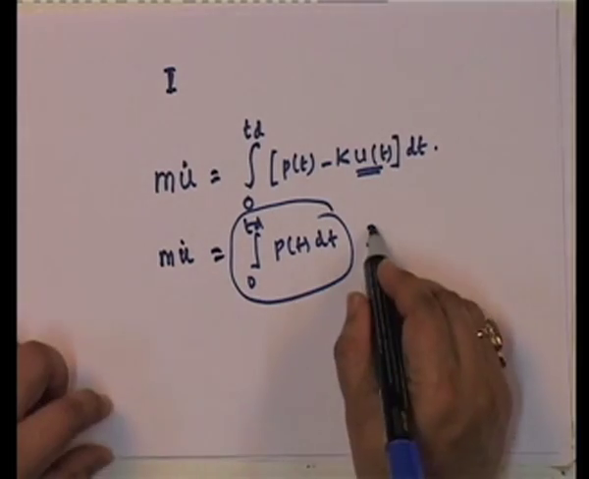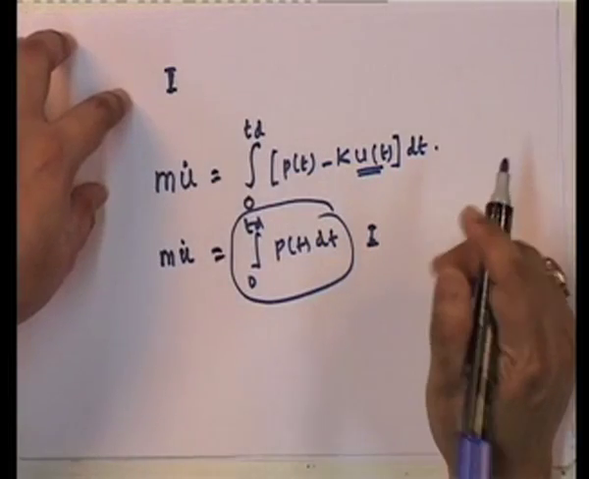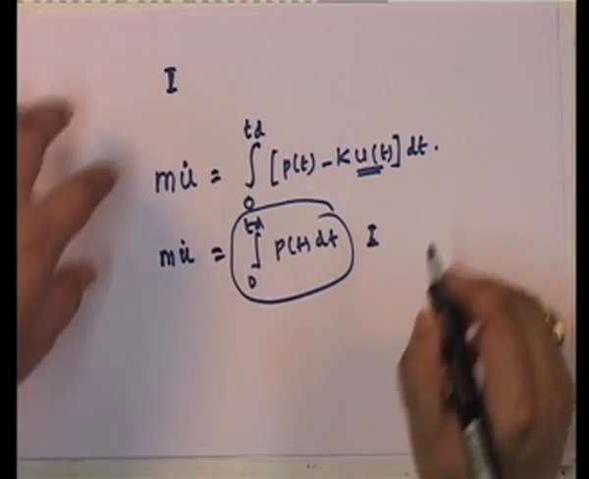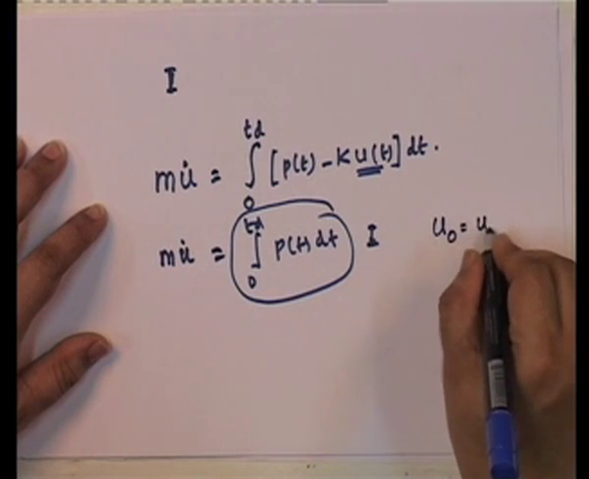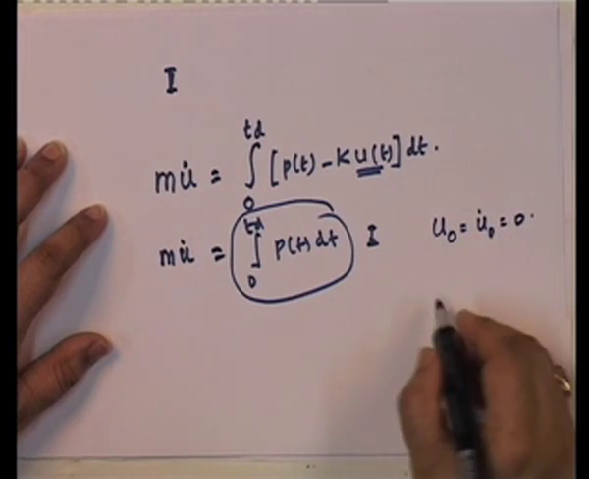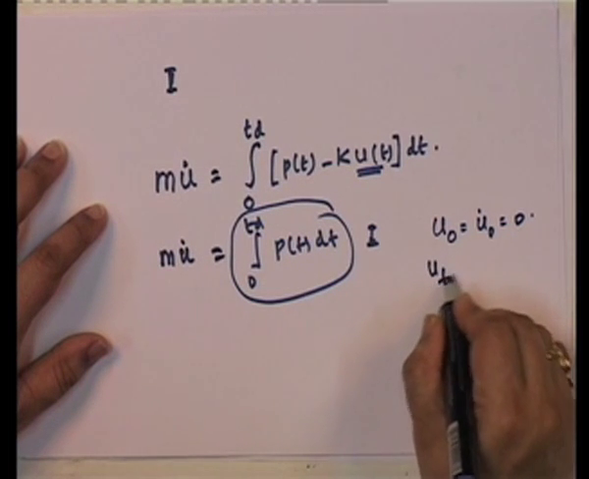So, before this impulse was there, it was at rest. At rest meaning u(0) is equal to u dot (0) is 0. After the impulse has happened, which is over a duration Td, what is it?